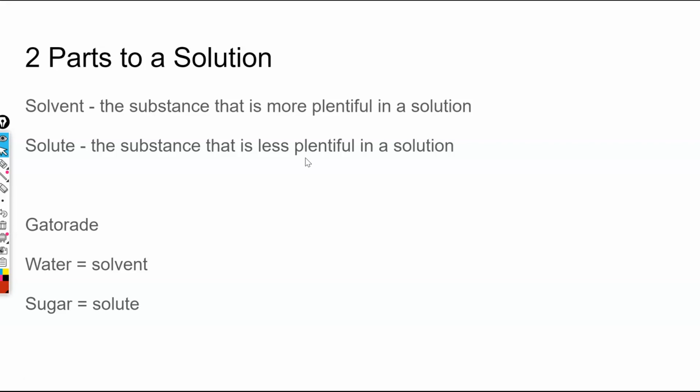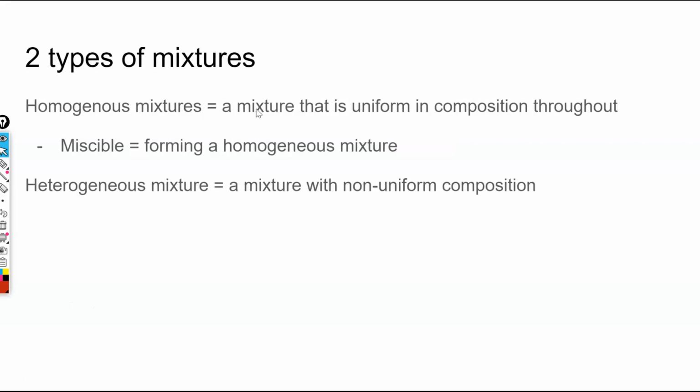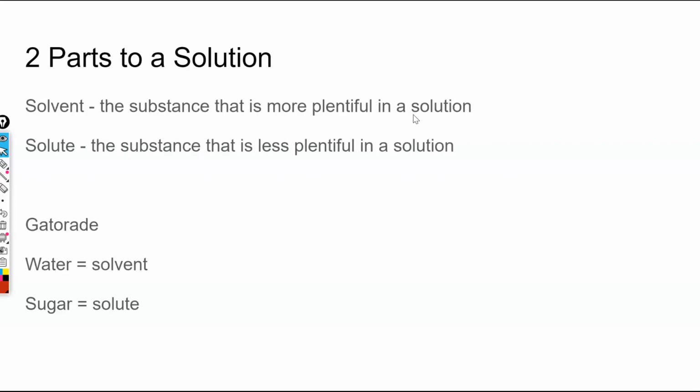Alright, so first, there's always two parts to a solution. When we talk about that, there's going to be one part called the solvent, and the other part is going to be the solute. The solvent is usually the substance that's more plentiful in a solution. So that's the one that occurs more in the solution, while the other part is going to be the solute. That's the one that's less plentiful in a solution.